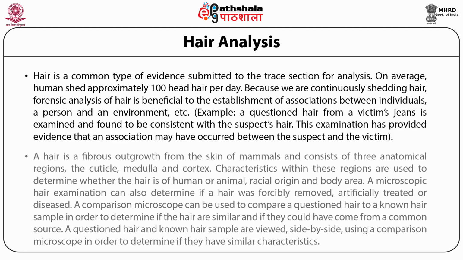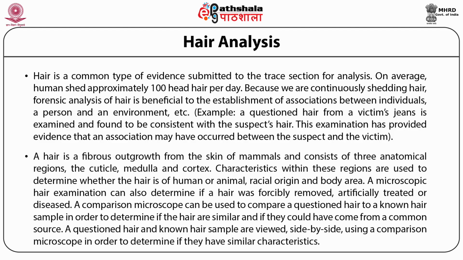A hair is a fibrous outgrowth from the skin of mammals and consists of three anatomical regions: the cuticle, medulla, and cortex. Characteristics within these regions are used to determine whether the hair is of human or animal, racial origin, or body area. Microscopic hair examination can also determine if a hair was forcibly removed, artificially treated, or diseased.